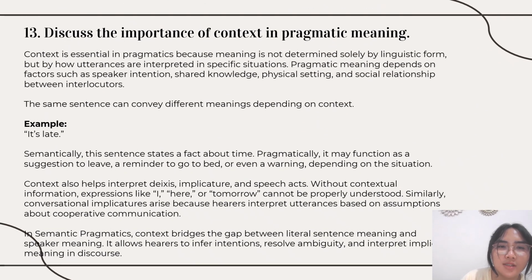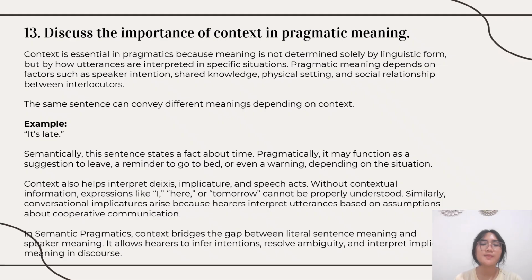And the next is: discuss the importance of context in pragmatic meaning. Context is essential in pragmatics because meaning is not determined solely by linguistic form, but by how utterances are interpreted in specific situations. Pragmatic meaning depends on factors such as speaker intention, social knowledge, physical setting, and the social relationship between interlocutors. An example is "It's late."